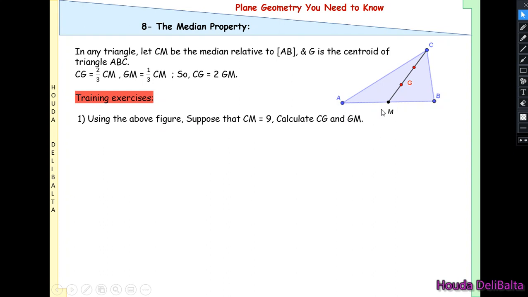Using the above figure and the above results, suppose that CM, that median, equals 9. Calculate CG and GM. So using the rule, CG is 2/3 of 9. Then by dividing 9 by 3, we get 2 times 3, which is 6. Again, applying the rule, GM is 1/3 of the median, which is given as 9. So simplifying again, we get 3 times 1, which is 3. Notice this is equal to 6 and this is equal to 3, which is double, as we said here.